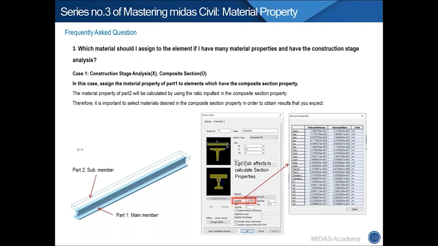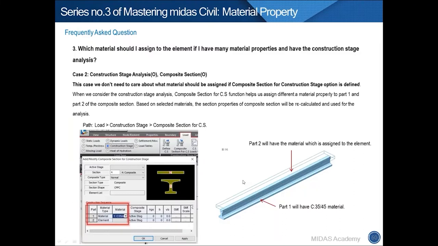of the main part, such as a girder, and the sub part will be recalculated with the ratio of material in the section to define the equivalent transformed section. In this case, the main part is the girder section, and the sub part is the slab. And case number two is considering the composite section with the construction stage analysis.